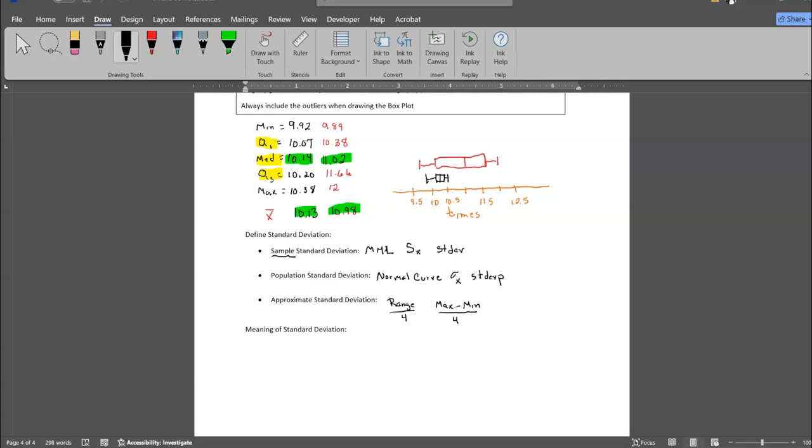And standard deviation is the spread outness, or how spread out the data is. Instead of in terms of a box plot, where we're doing it in relationship to the median, in a standard deviation, it's the spread outness in relationship to the mean.